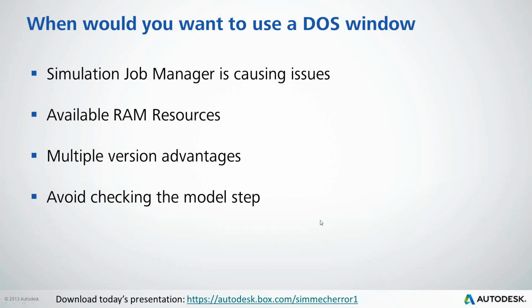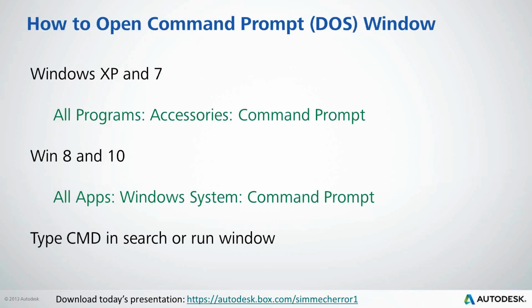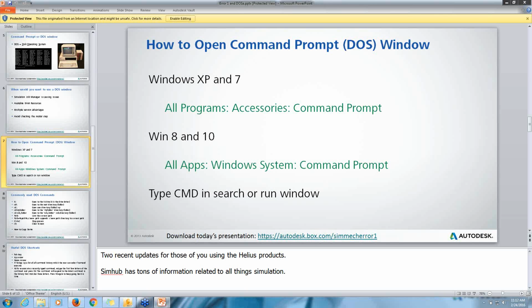And we actually have an article on how to run from DOS that lists all these steps. How to open a command prompt or DOS window in Windows: if you have Windows XP or 7, you go to All Programs, Accessories, Command Prompt, and that's where you will find it. For Windows 8 and Windows 10, it's under All Apps, Windows System, Command Prompt. And you can also type CMD in the search or run window of Windows 7. So let's take a look at how we do that.